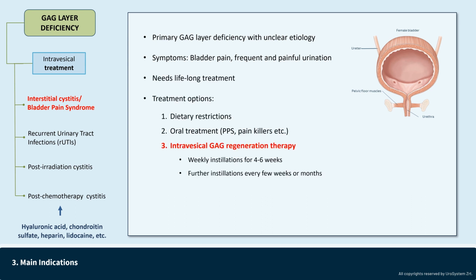There are different treatment options for these patients, including diet and some oral treatments. But a very important part of their treatment plan is intravesical instillation of GAG layer regenerative solutions. These are typically weekly instillation treatments for 4 to 6 weeks, and many patients get long-term further instillations for many months or even years. Because of the need of multiple and chronic instillations, the UroDapter is ideal for these patients.